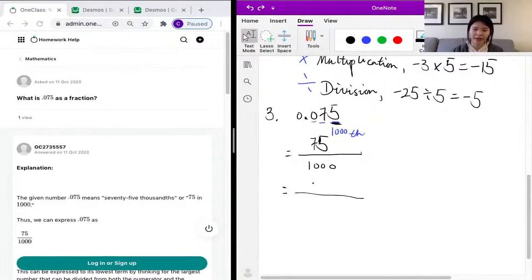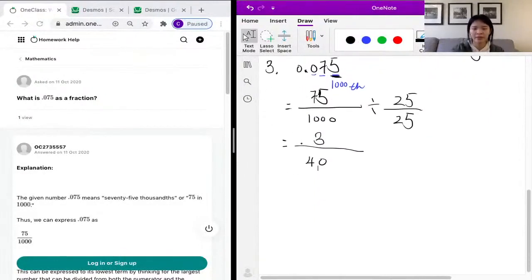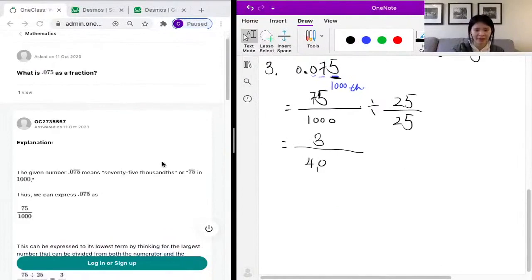So yeah, let's just divide both the numerator and denominator by 25, and we should arrive at our solution. So we have 75 divided by 25, which is just 3, and 1000 divided by 25, which is just 40, so our answer is actually 3/40, and this is what 0.075 is as a fraction.